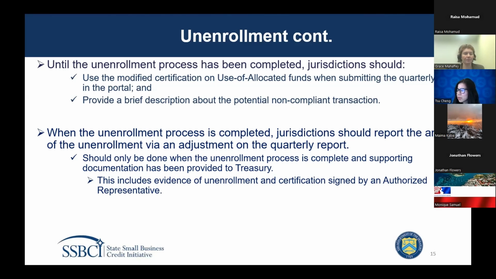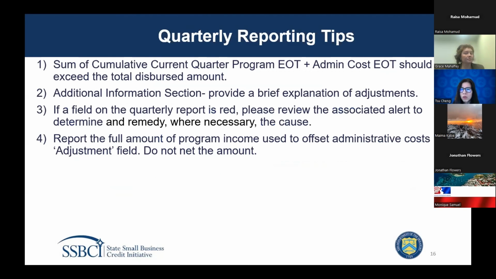After the unenrollment process is completed, jurisdictions can report the unenrolled SSBCI amount as an adjustment on the quarterly report. This should only be done when the unenrollment process is complete and the supporting documentation has been provided to Treasury. We advise jurisdictions to reach out to your outreach manager to discuss any potential non-compliant transaction. Okay, move on to the next slide on quarterly reporting tips.